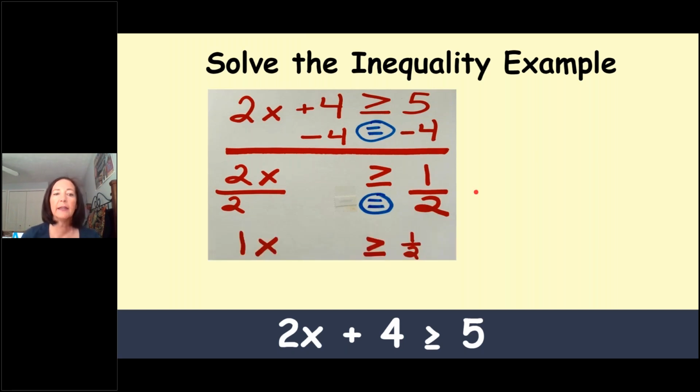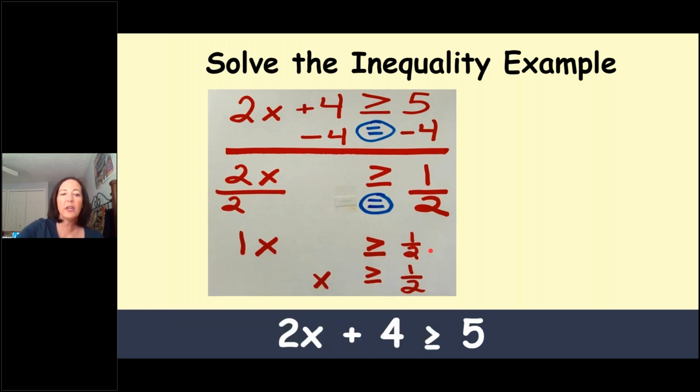When I do that, I end up with 1x on the left side. My inequality symbol is still greater than or equal to, and I have 1/2 on the right. So 1x is the same thing as x. That's something students that are new to algebra are not used to yet. But anytime I write 1x, it means the exact same thing as x. And in algebra, if you write 1x or 1q or 1v, it just looks strange. Normally, you'll just see it written as the variable. So the answer to this one would be x is greater than or equal to 1/2.